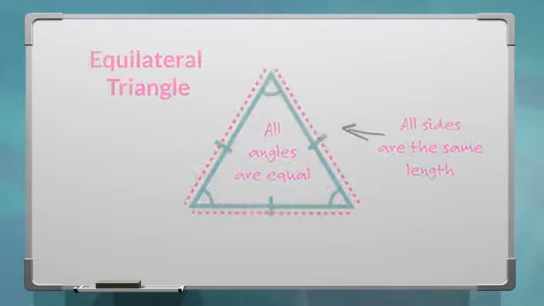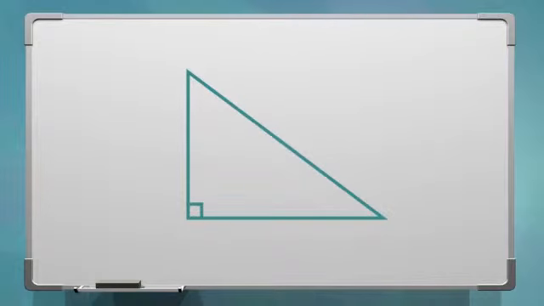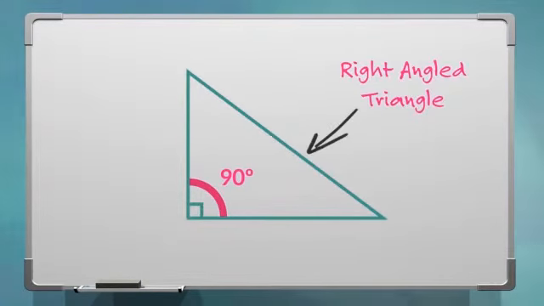The last type of triangle is a favourite of my hero, Pythagoras. This type of triangle always has a 90-degree angle inside it. Therefore, it is known as a right-angled triangle. A nice little recap there for you.